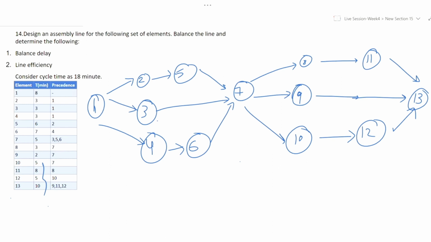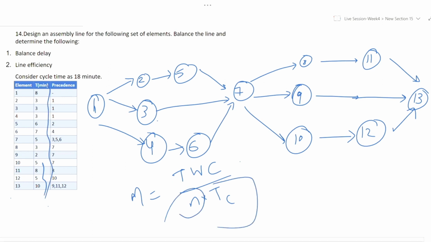Now we have to balance the line and determine the following: balance delay and line efficiency. So you will put all the times in this chart and find the line efficiency: efficiency is equal to total work content by n into cycle time. Just add up all these times, put the number of workstations and the cycle time, and find it. Balance delay is 1 minus line efficiency. So moving on to the next question.